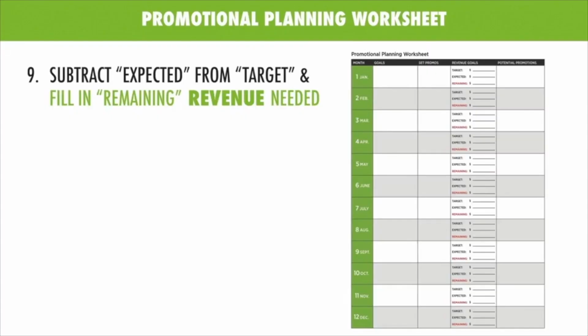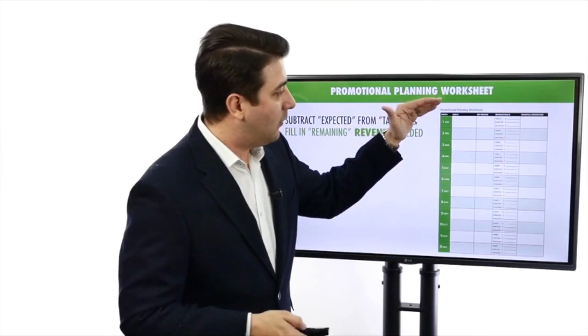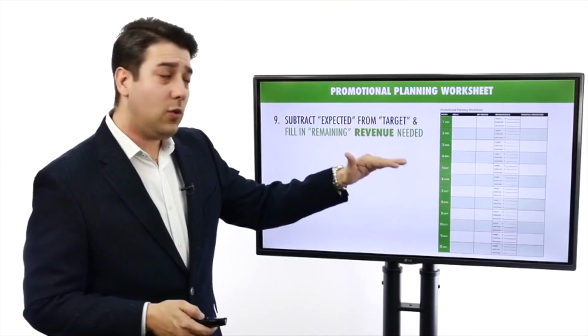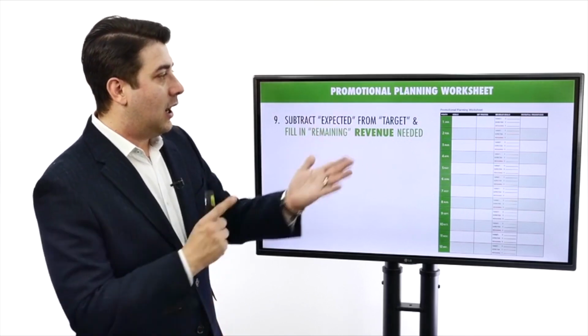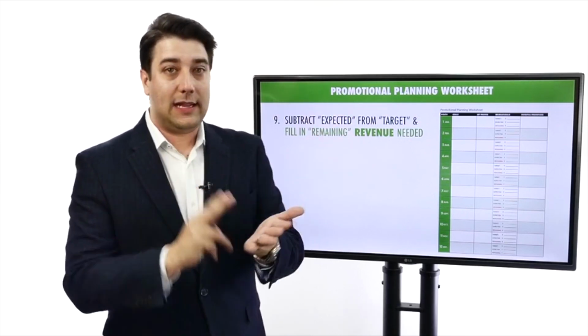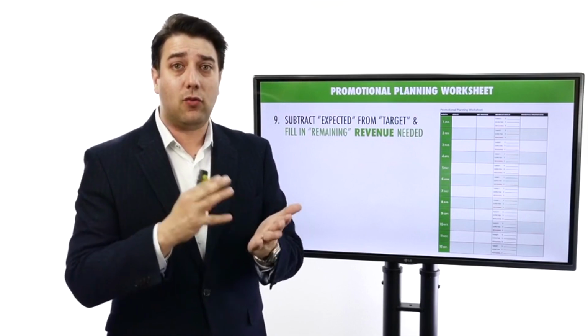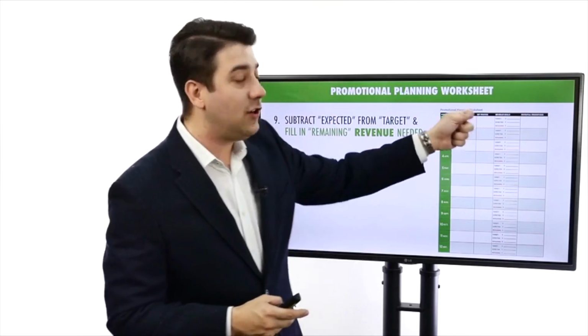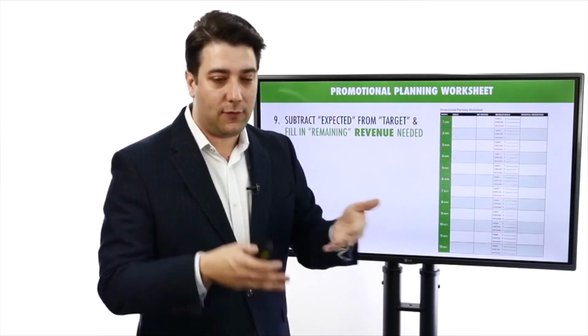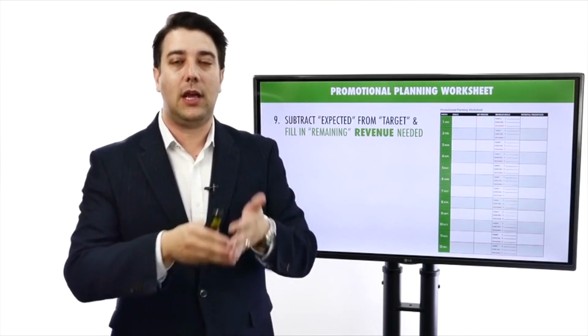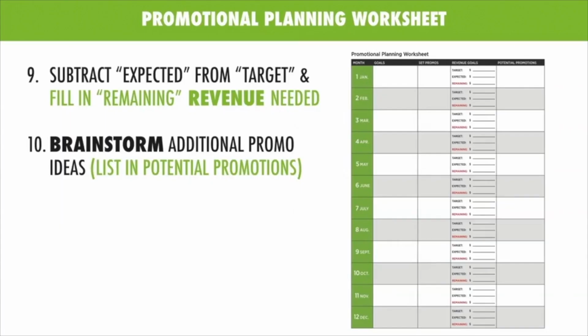Okay, every month. Now we need to subtract the expected from the target and fill in the remaining revenue needed. So after you're done with this portion of this sheet, what you will have is a goal, an expected revenue, and then you'll know what you need to make up, and how much time on that calendar, if you're only leveraging your email list, you have to make it up in.